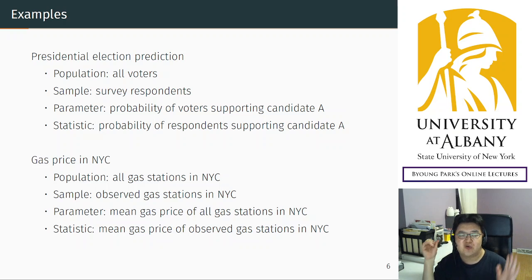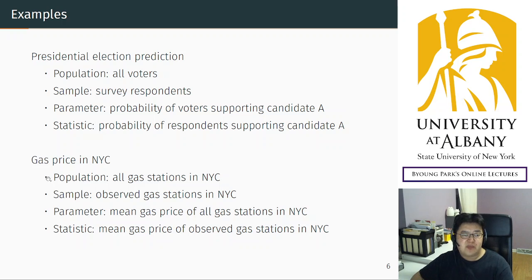You can do it for, say, 100 gas stations. I don't know how many, but anyhow, a certain number of gas stations can be chosen at random and you get their gas price. That will be your sample.